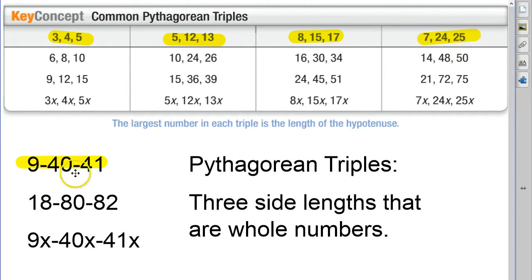And then the book leaves one out, which I'm just giving to you here for you to sneak in: 9, 40, 41. This is also one that will occasionally pop up. And again, so would 18, 80, 82, or 9x, 40x, 41x.